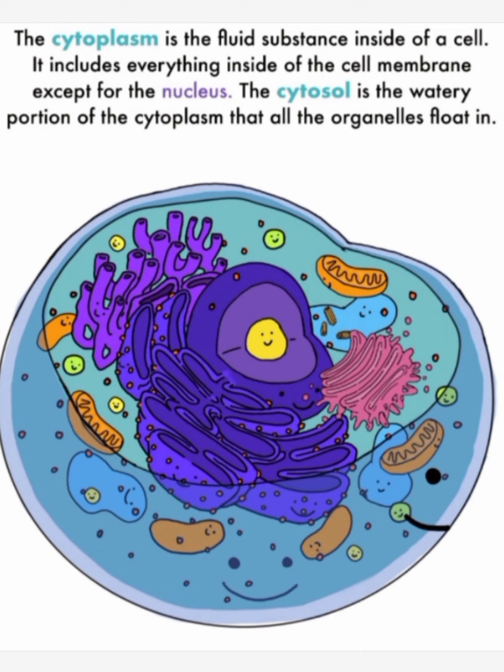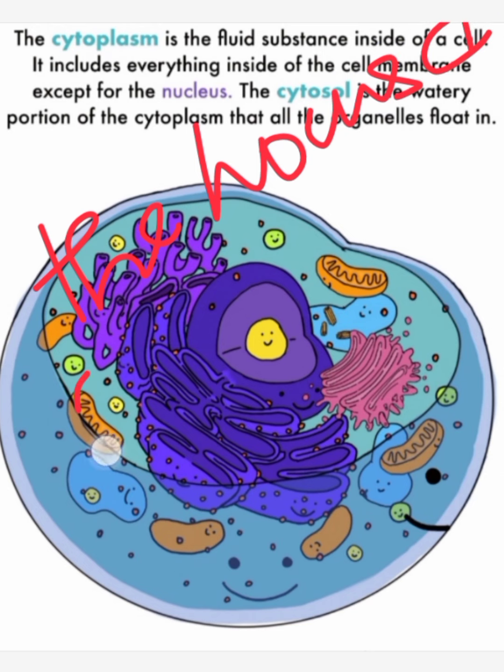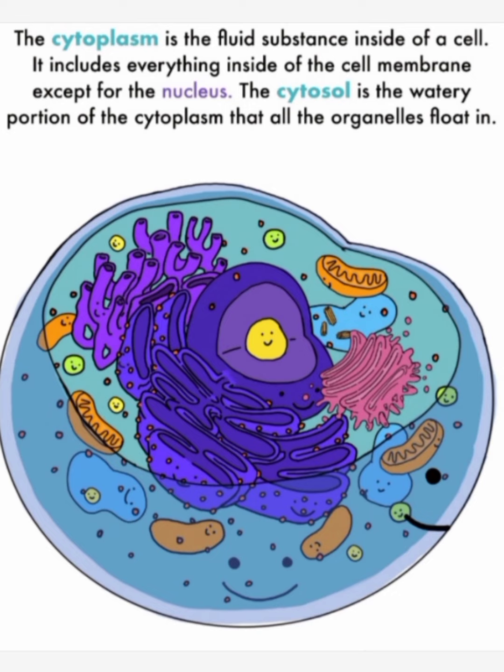Okay, talking about cytoplasm. You know what cytoplasm is termed as? It is known as the house of cell organelles. Now let's see what all this is. The space between the plasma membrane and the nucleus is filled by a translucent, homogeneous, semi-liquid substance called the cytoplasm.